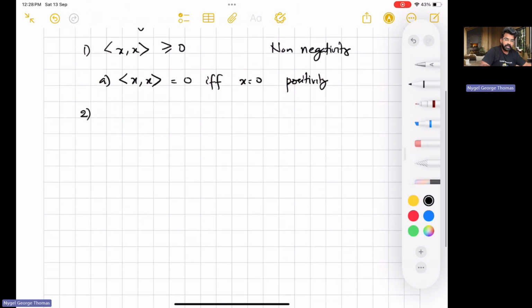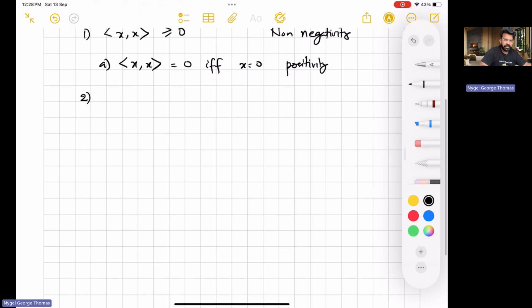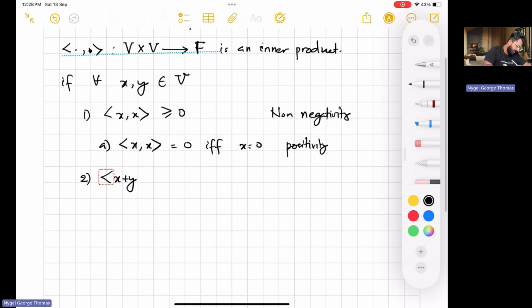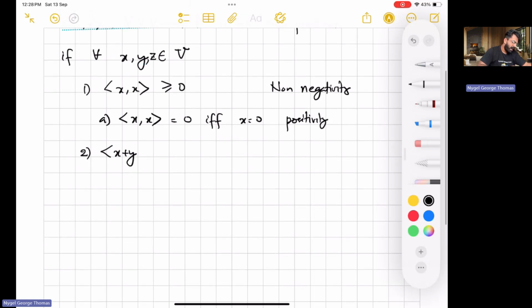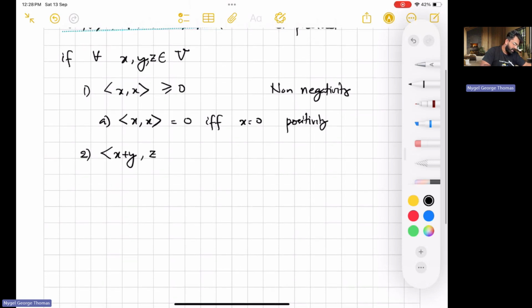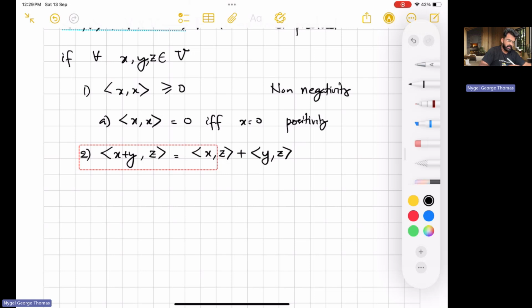The next property is the additivity property. So we have three vectors, so here it is not just x, y belonging to the vector space, but x, y, z. x plus y is the sum of two vectors, and similarly we have z. If we take the inner product between x plus y and z, the sum gets distributed over the inner product: the inner product between x and z plus the inner product between y and z. This is known as the additivity property.